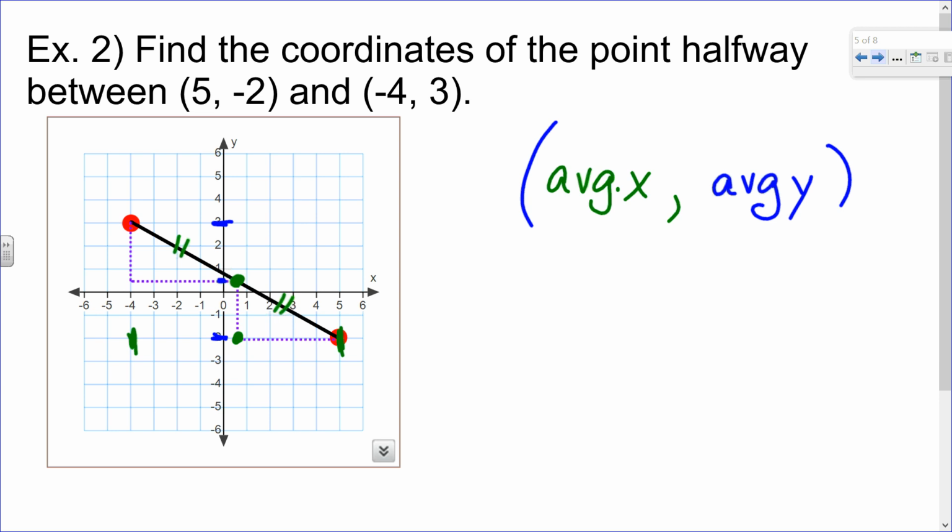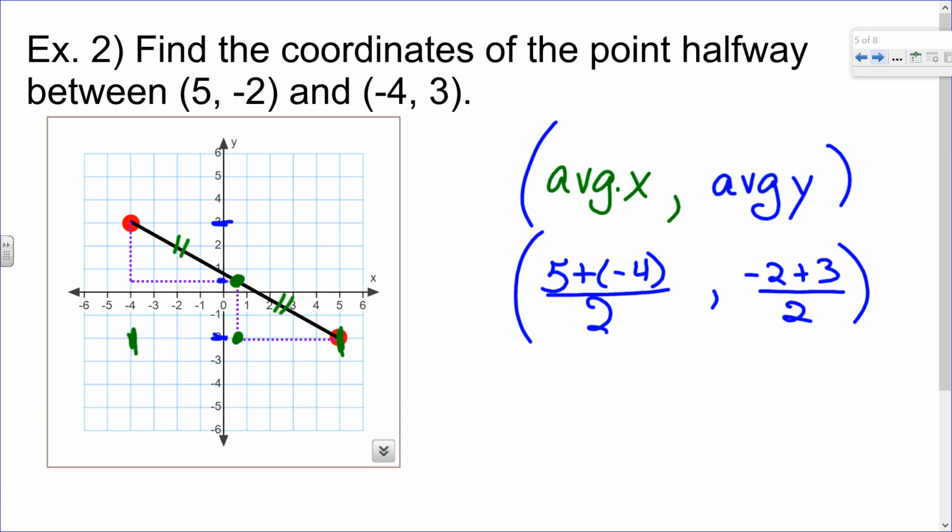So we simply need to take 5 plus the -4 and divide by 2. Those were the x's. Add the y's, -2 plus 3, and divide by 2. And we have a half, comma, same thing, a half. Don't forget your parentheses. And that looks like that makes sense for where I see this point on the graph.